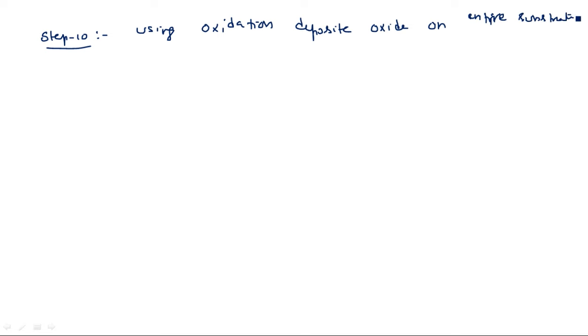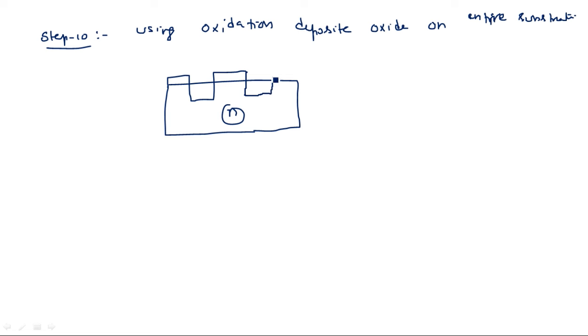Okay, so step 10, using oxidation, deposit oxide on the entire substrate. Entire substrate. So how does it look? It is N type. Now we have two P regions developed and polysilicon created, and this is the structure. Here we have polysilicon, below that we have the oxide layer. Now again an oxidation layer on the entire surface. Okay, so this is the oxidation layer, this is P type and this is P type.